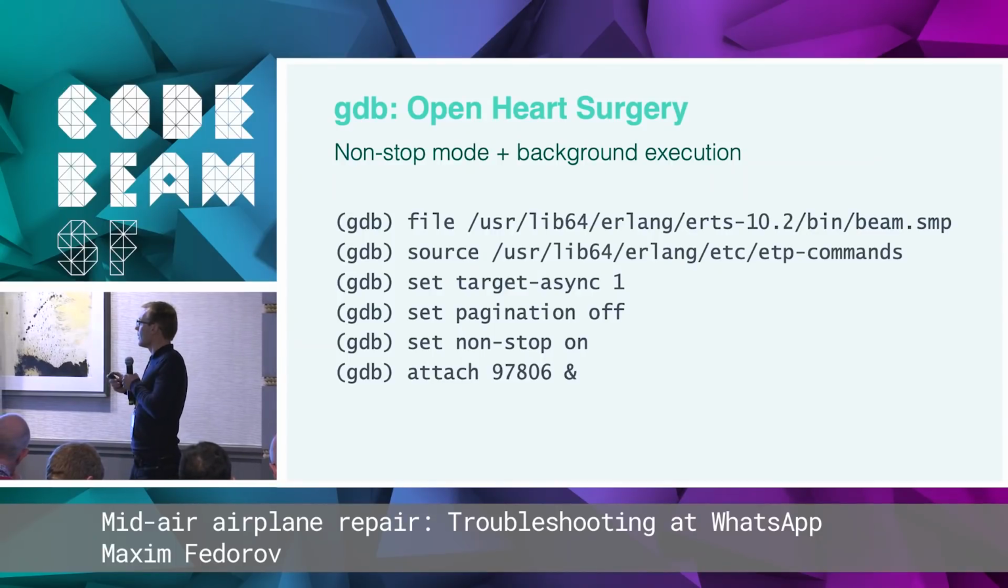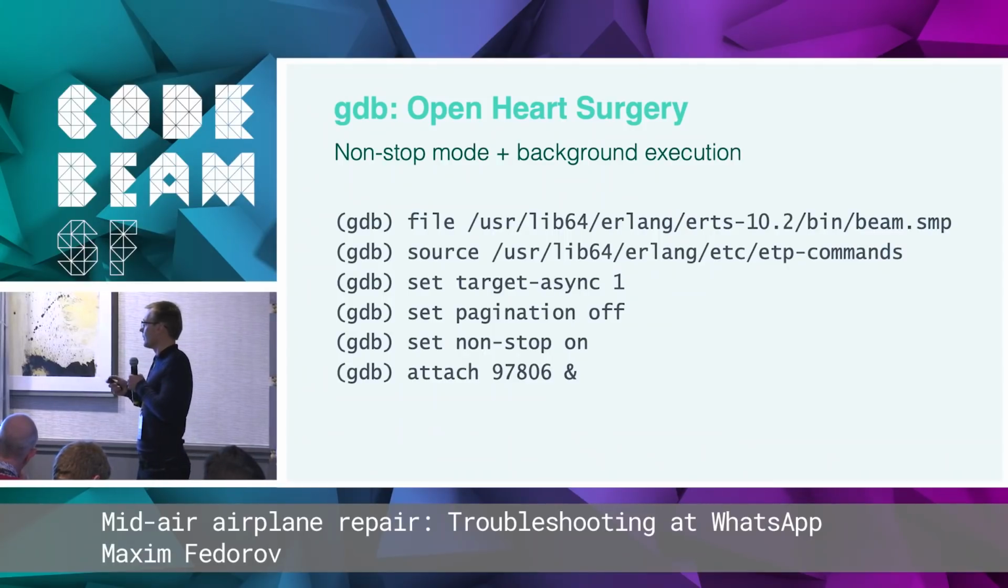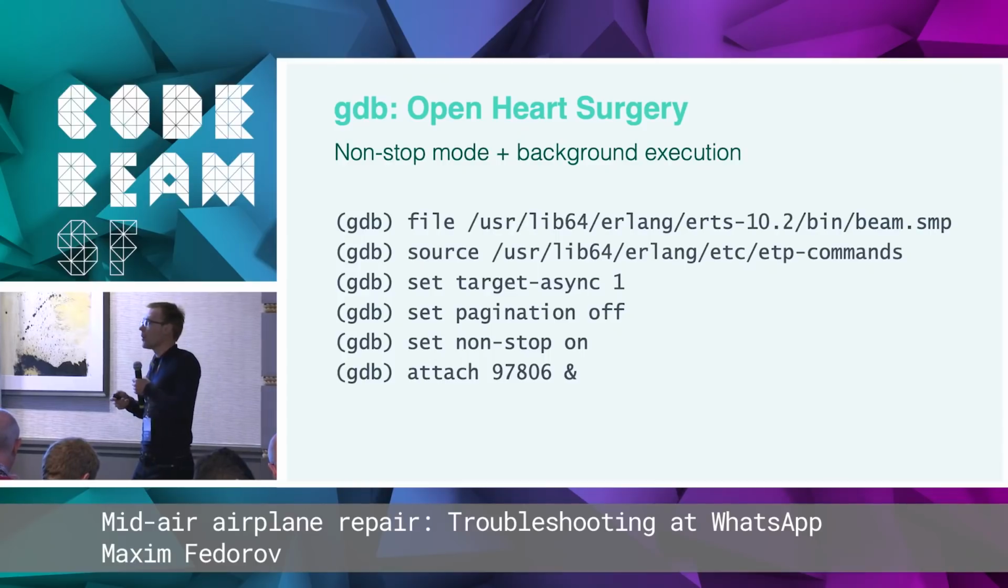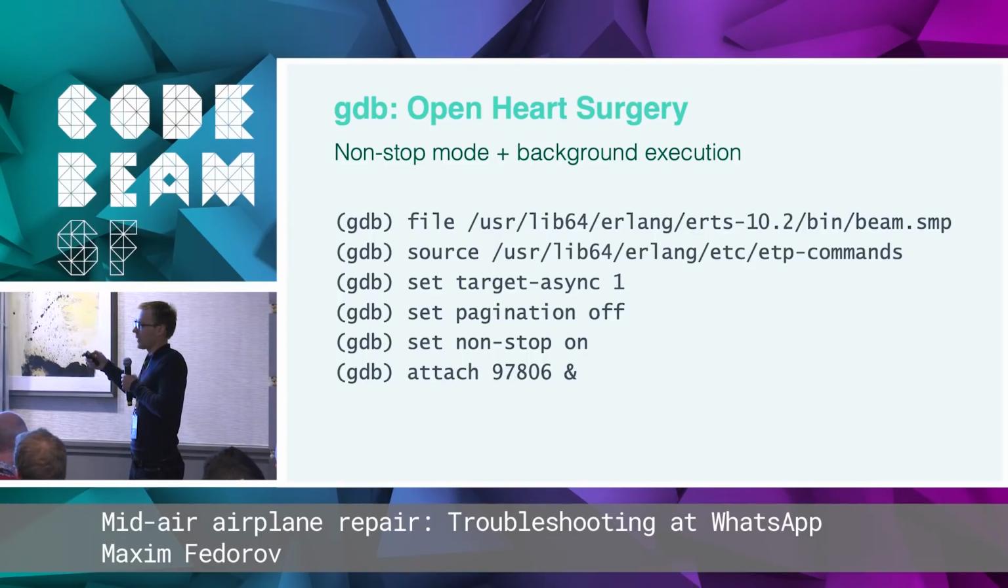But frankly, we don't have to. GDB actually supports so-called asynchronous mode and background execution mode. So we don't really have to interrupt it. We can run GDB on a production node and debug actually Beam that is running and serving our customers.